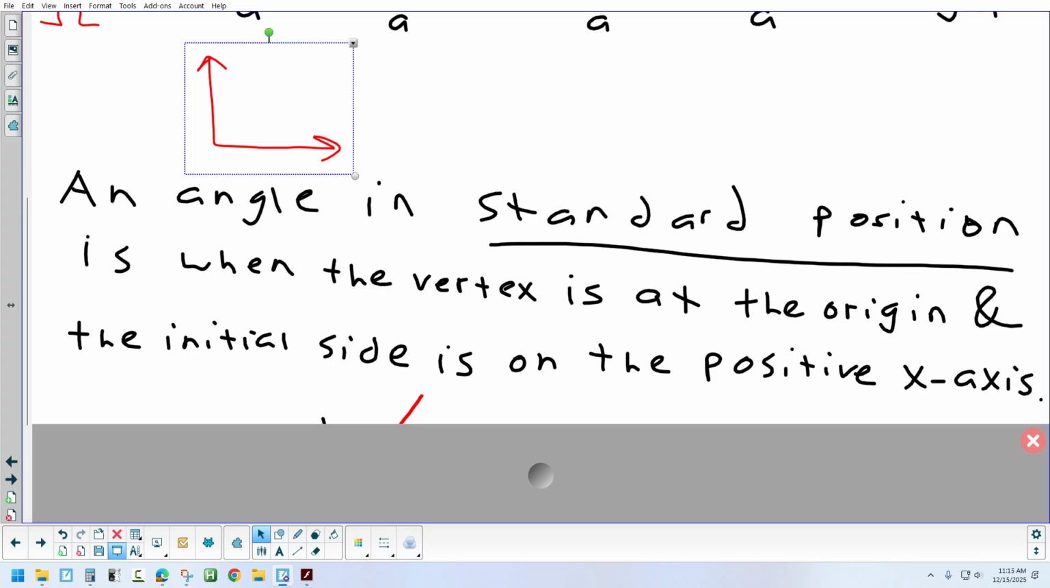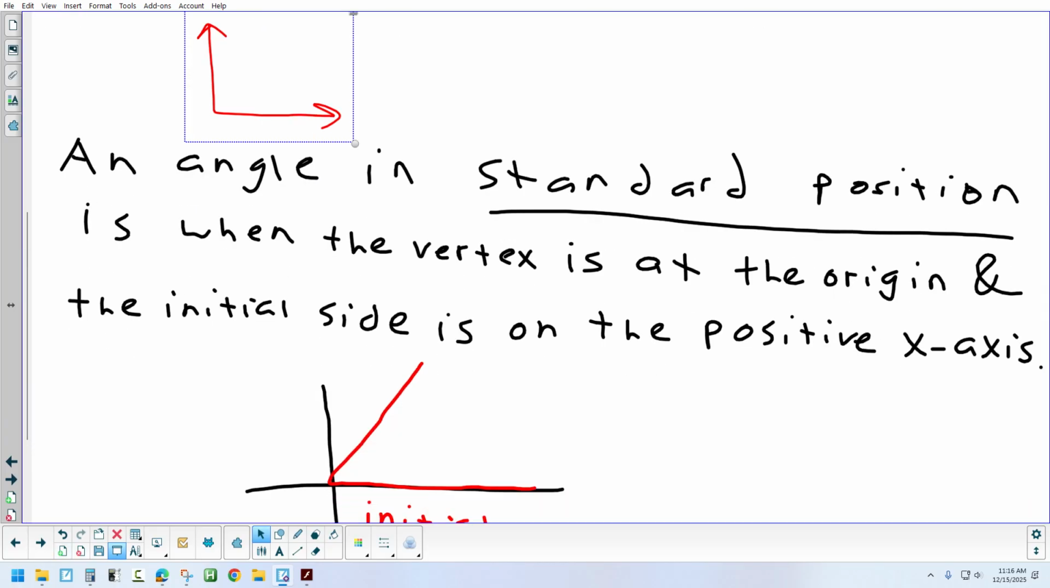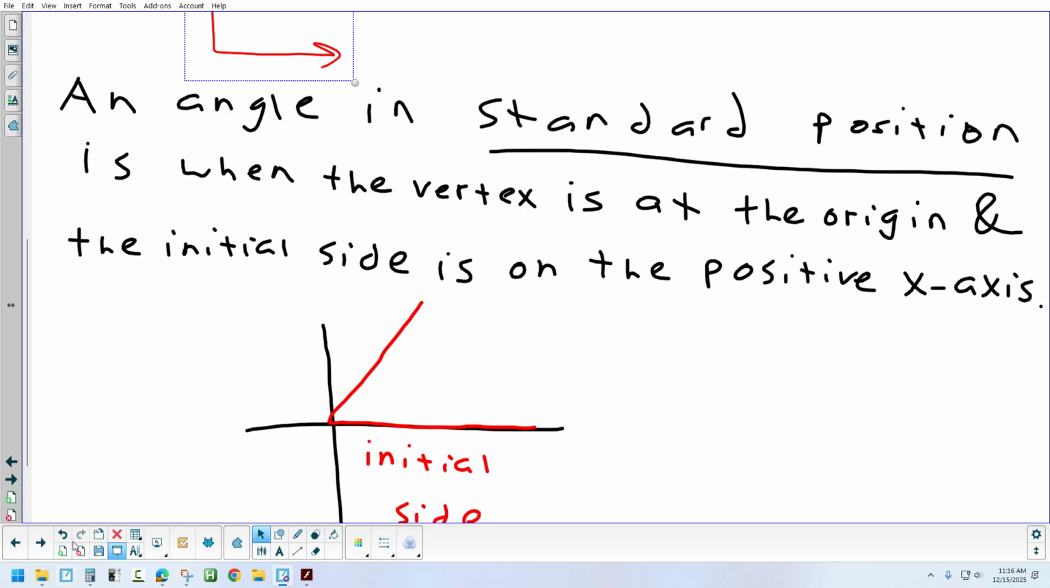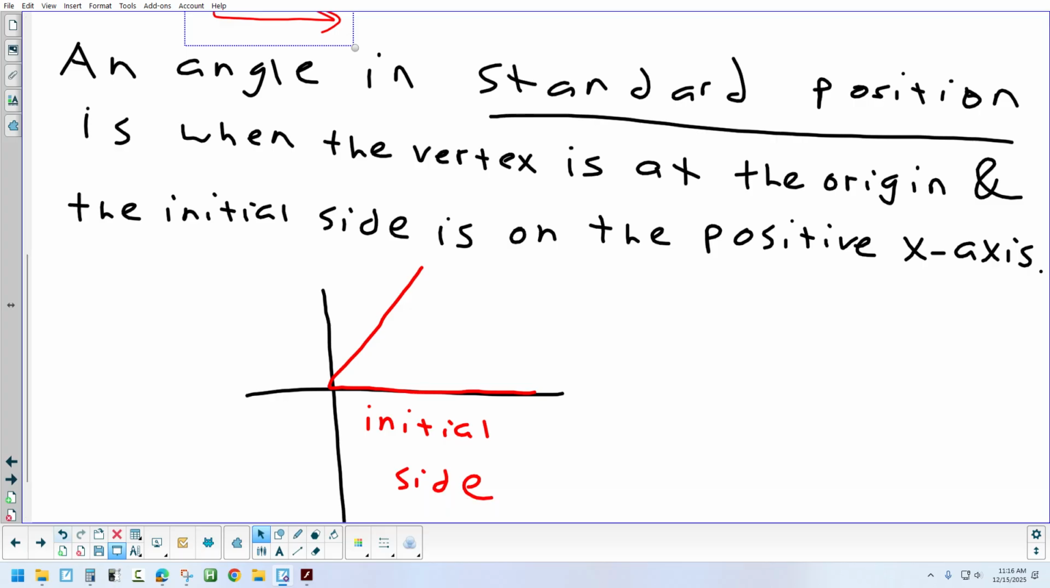When you draw an angle in what's called standard position, you have to do 2 things. One, you have to put the vertex of your angle at the origin. And 2, make sure the initial side is on the positive x-axis. This also makes it easier to figure out the initial and the terminal side. If it's in standard position, the initial side is always the horizontal on the positive x-axis. So that angle in red is an angle in standard position.